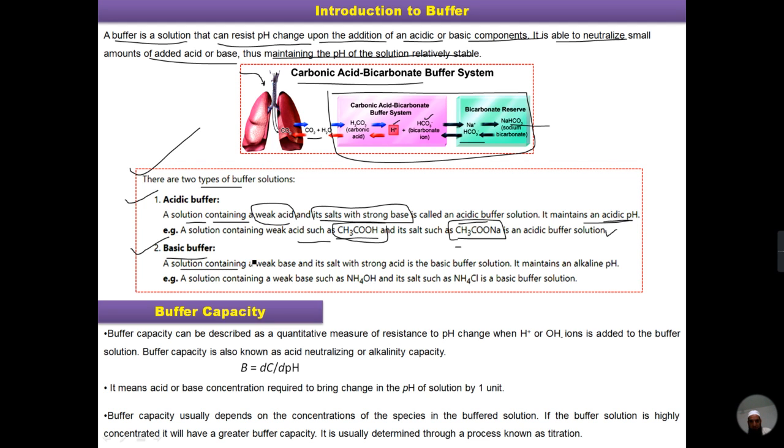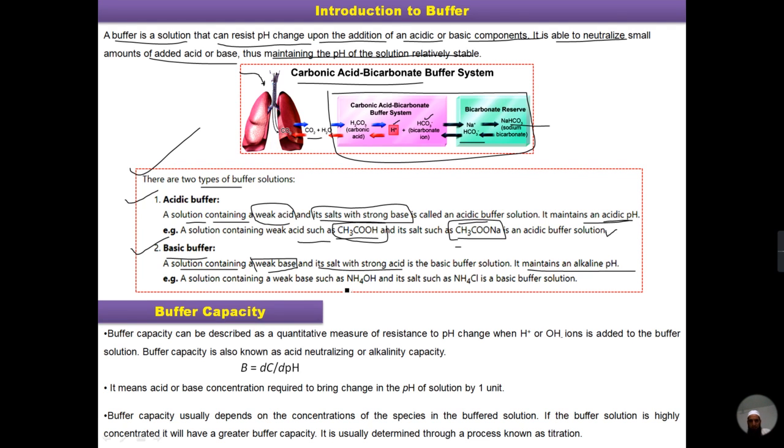So a solution containing a weak base, तो इसमें जो component है that is weak base and its salt with a strong acid. That's the basic buffer. So what it does, it maintains the alkaline pH, basic pH. If you have a solution, it's a basic solution, you want to stabilize the basic pH. So what you do, you use that buffer, that is basic buffer.